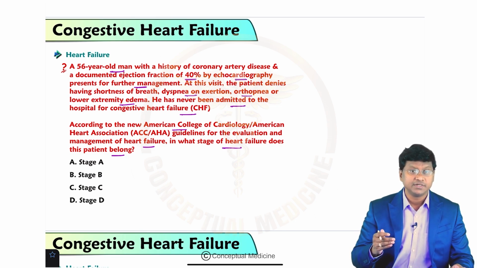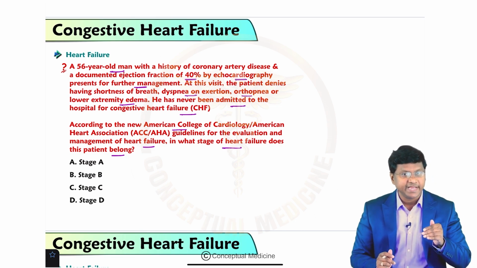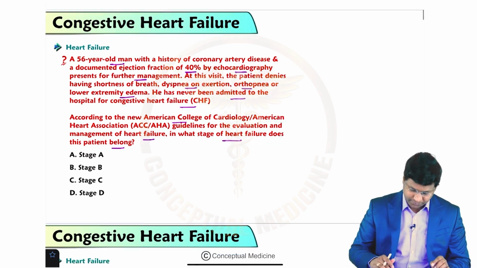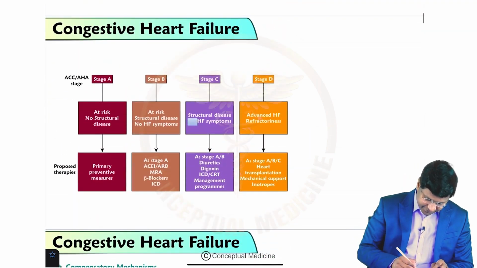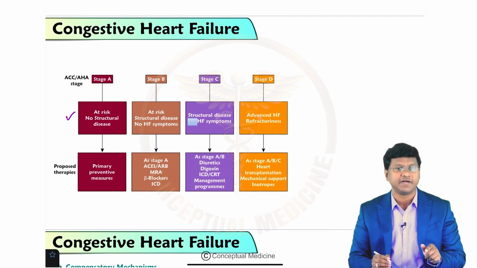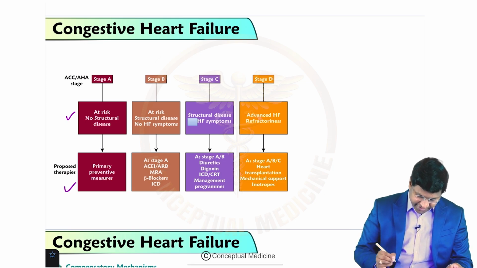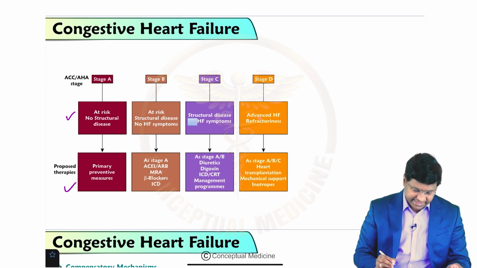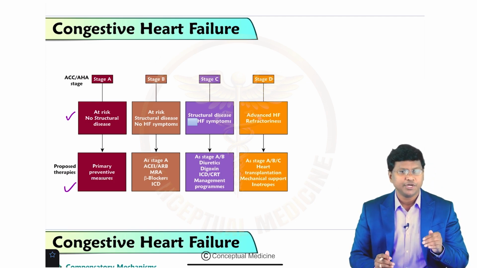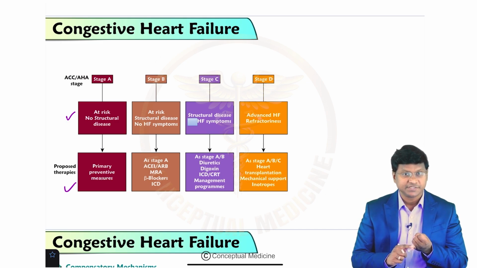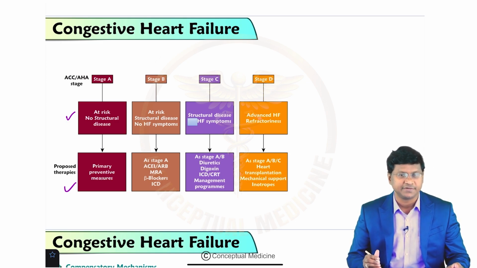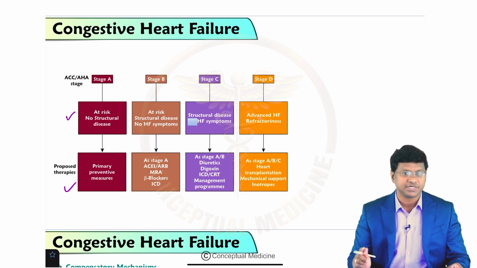The individuals in stage A are at risk of heart failure, but they don't have any structural heart disease. And what do these patients require? Primary preventive measures are very much required in stage A congestive heart failure. Now, what do we mean by at risk of congestive heart failure? That is diabetes mellitus, hypertension. These are the risk factors for the development of congestive heart failure. But these patients don't have any structural disease.